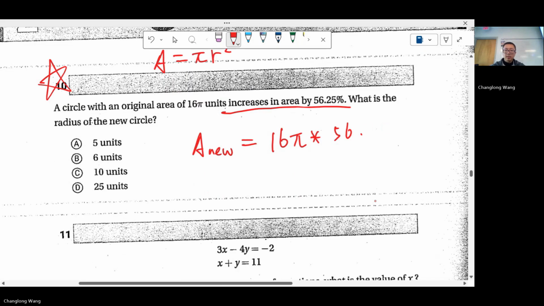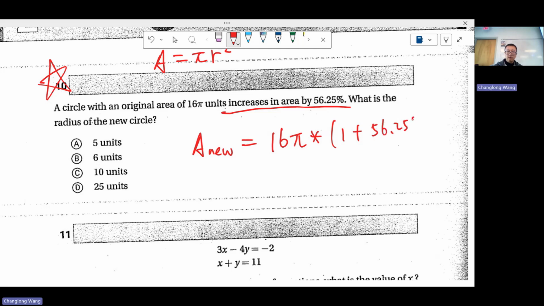All right, what you should do is multiply by 1 plus 56.25%. That one means it's based on the original area, and you're going to increase on top of that by another 56.25%. That will make sure you get the correct area, and you find the radius to be 5.